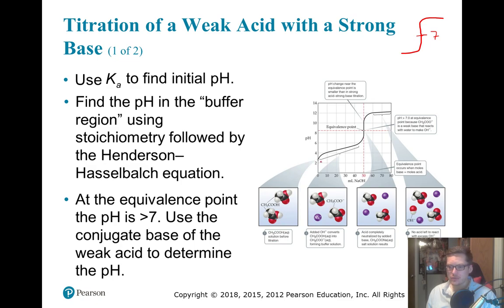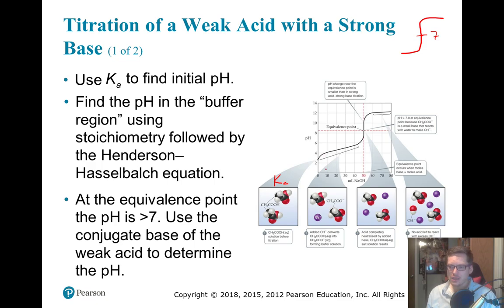When you're in this first region here, you have just acetic acid. So in order to find the pH here, it would just be a simple Ka problem. You just set up your ice table, and so on and so forth. Once you start adding sodium hydroxide, you're going to start neutralizing this acetic acid. Remember, one of the ways we could make a buffer was by adding a strong base to a weak acid. So while we are adding the strong base, if we haven't completely neutralized that acid, then this acid will be turned into its conjugate, and therefore we will form a buffer solution.